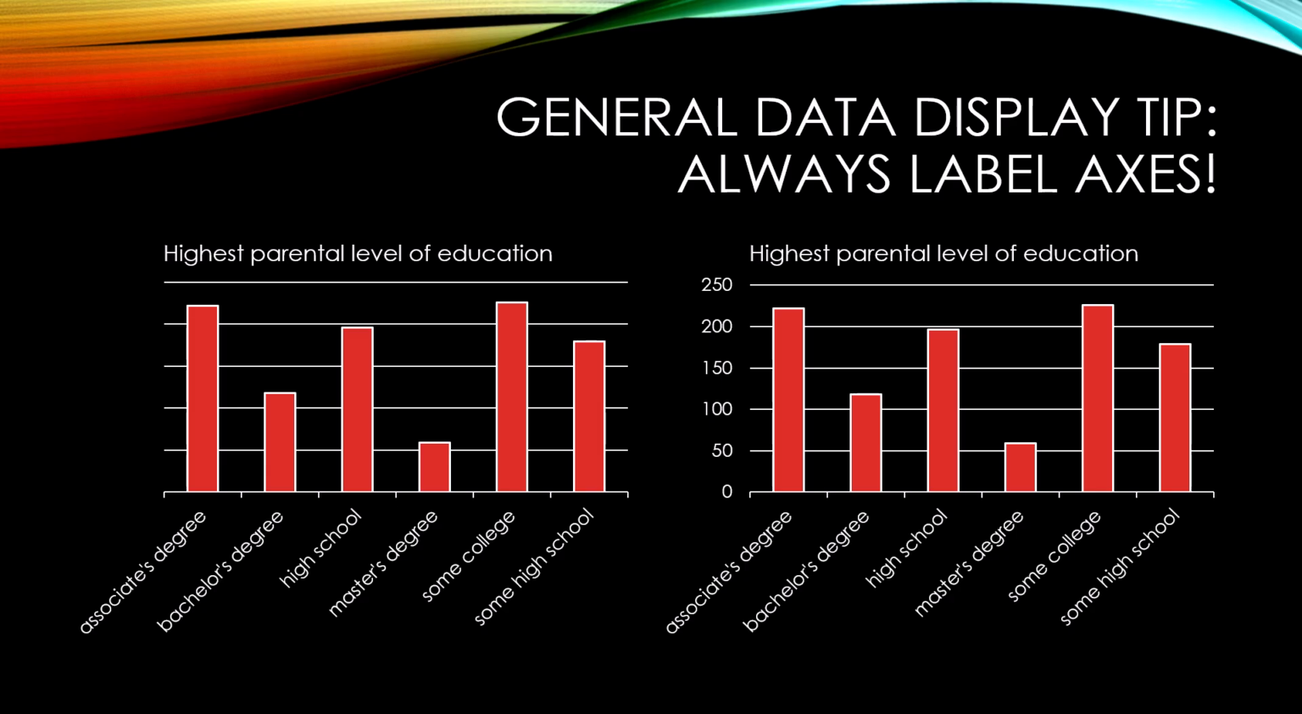So this came from a survey of students, and they asked them what the highest parental level of education was. Did your parent have an associate's degree, master's, college, some high school? Now, if we don't have a scale here, we don't know, what does this mean that the associate's degree is that high? Does that mean it's a lot more than a bachelor's degree? Is it just a little bit more? Is each of these tick marks 2 people, or is it 50 people?